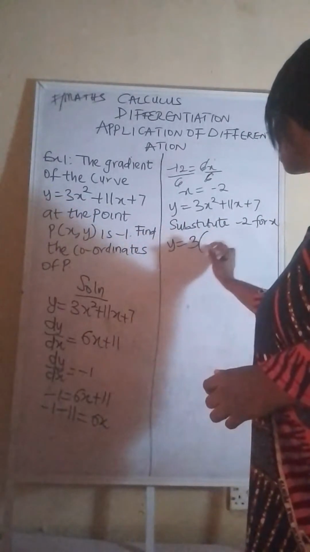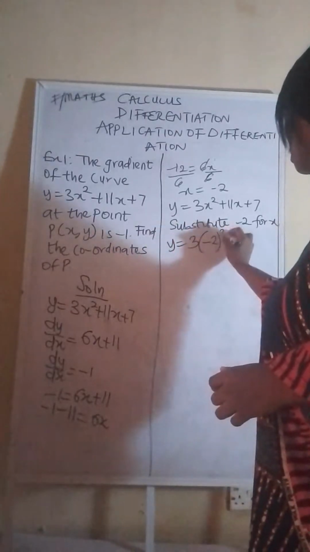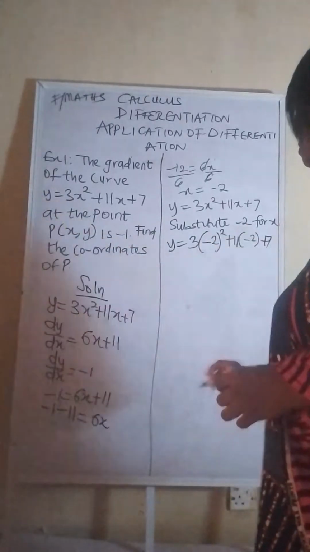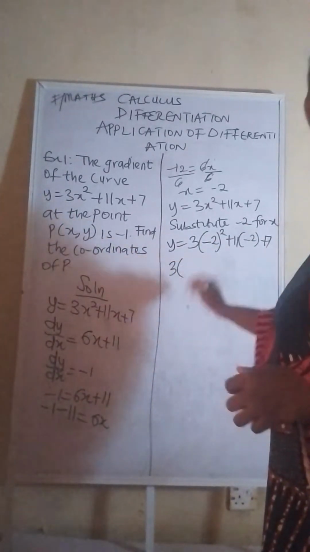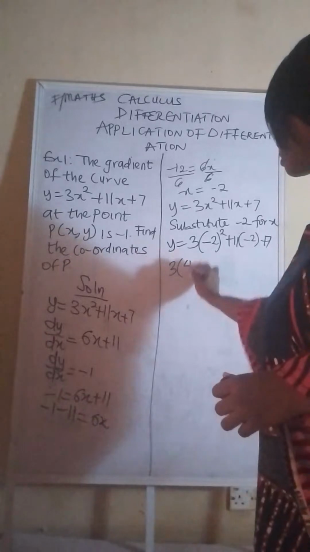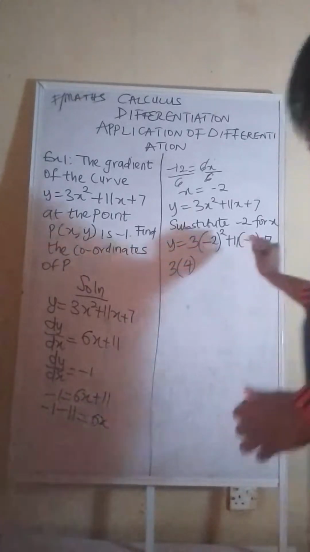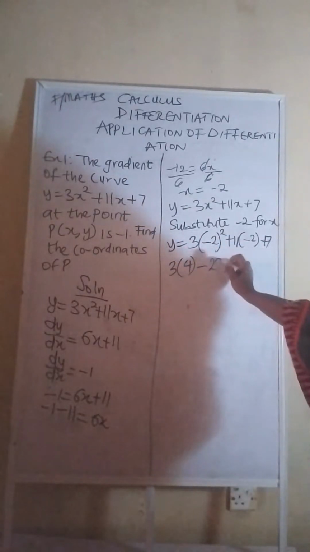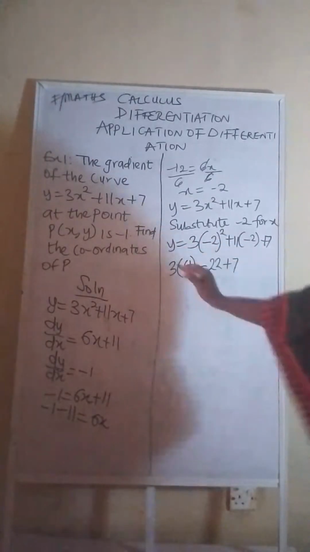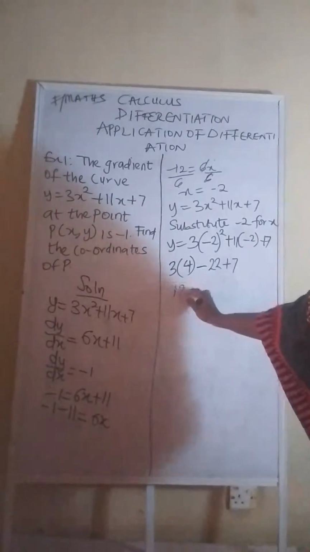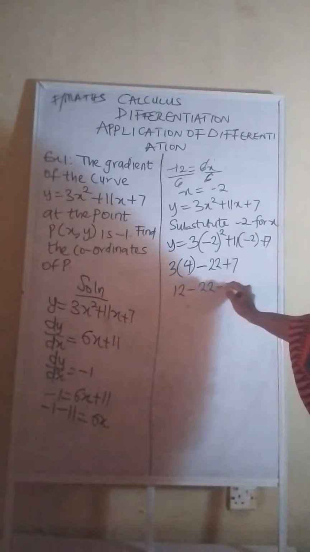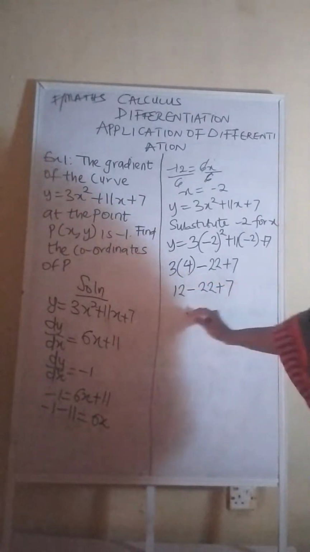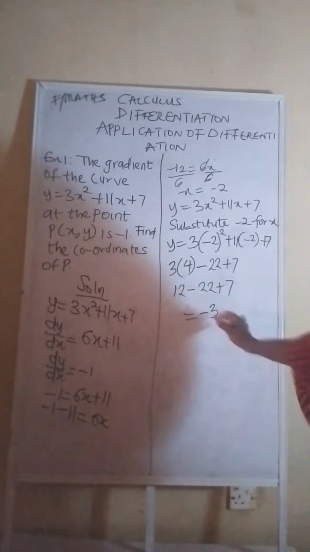Okay, so 3 open brackets minus 2 all squared plus 11 times minus 2 plus 7. Now minus 2 all squared is what? 4. Plus times minus is minus. 11 times 2 is 22, plus 7. 3 times 4 is 12, minus 22 plus 7. So now this is minus 10 plus 7. That is minus 3. Alright?